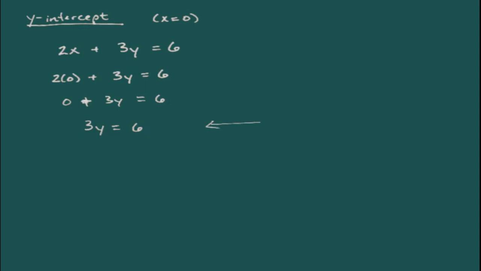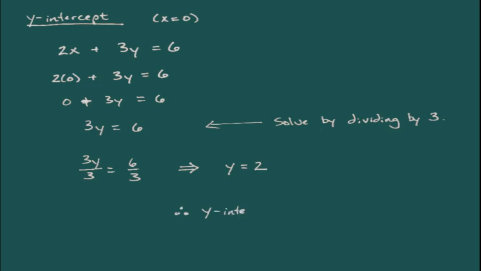And then solving that, we ask ourselves what's being done to the variable. We're multiplying by 3, and so in order to solve that, we reverse multiplying by 3, meaning that we divide both sides by 3. 3y divided by 3, 6 divided by 3 is going to give us y is equal to 2. And so putting this together, therefore, we say that our y-intercept, x was 0, and y has a value of 2.